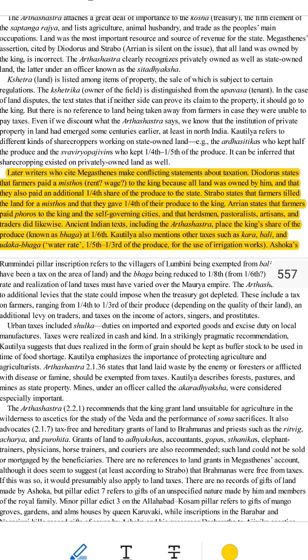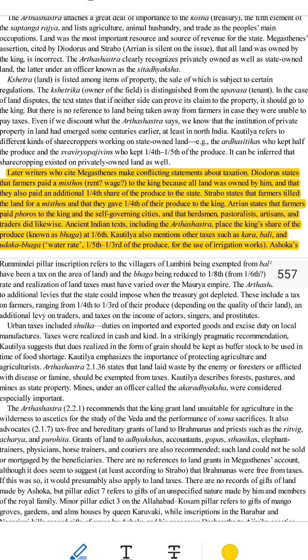What did the ancient writers say? Several ancient writers talked about how taxes worked. Here are some important writers and what they said. 1. Megasthenes. He was a Greek historian who wrote about India. Later writers used his ideas but added their own opinions. 2. Diodorus. Diodorus said that farmers paid a misthos to the king. This word could mean a rent or wage for using the land. He also said farmers gave an additional 1/4 of their crops to the king. So if a farmer had 4 baskets of rice, they would give 1 basket to the king.